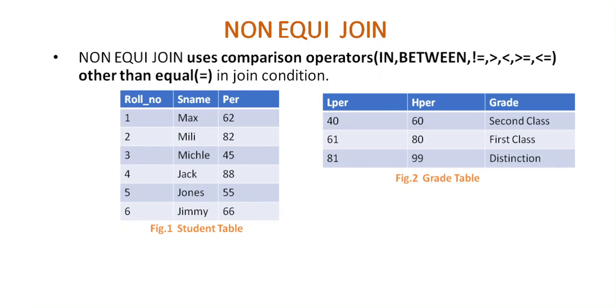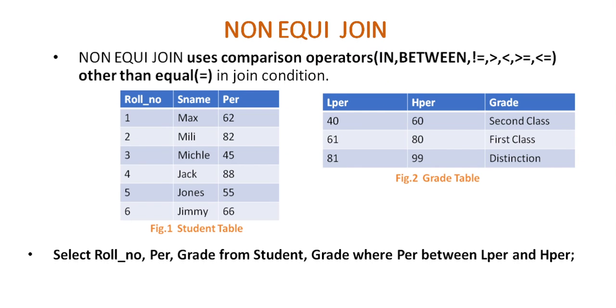Let's see the query for non-EQUI join. My query is: select roll number, percentage, and grade from student. I want to select roll number and percentage, which are attributes from the student table, and grade, which is an attribute of the grade table. So my query is select roll number, percentage, grade from student, comma, grade.